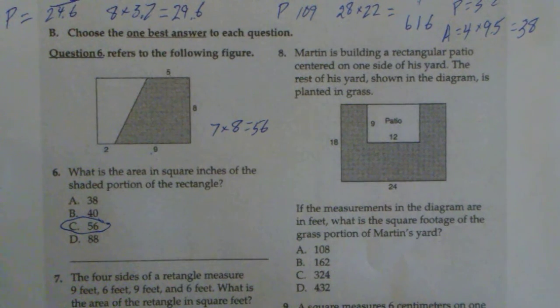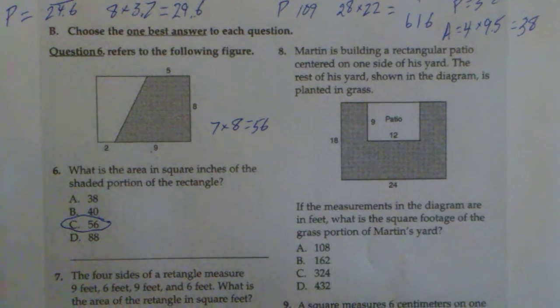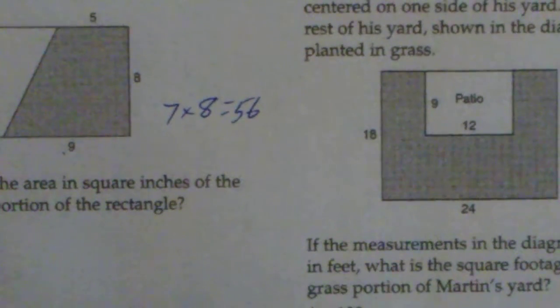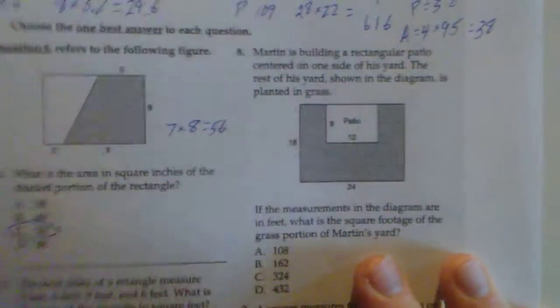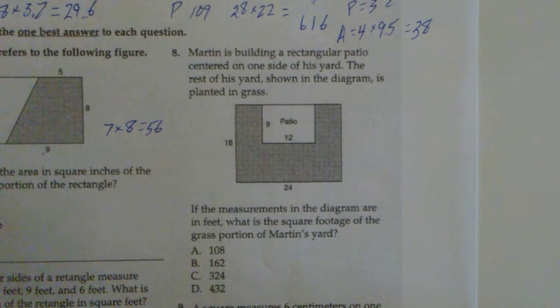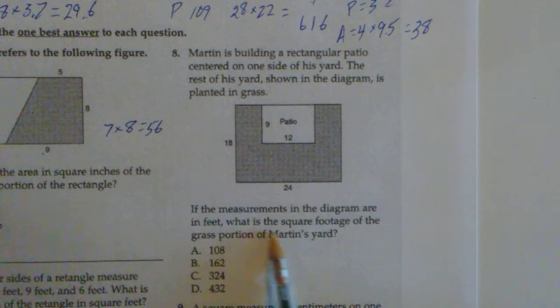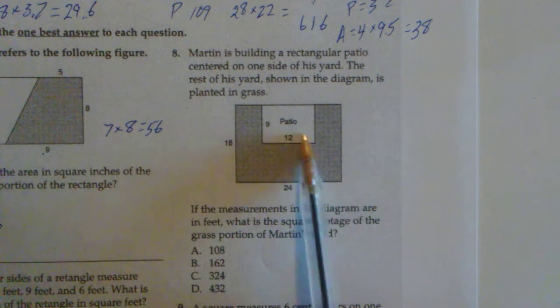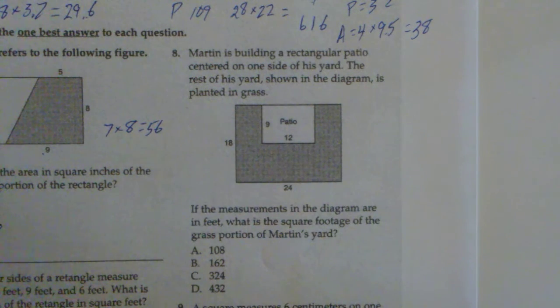54. Okay. Number 8. Okay, number 8 right here. Okay, Martin is building a rectangular patio centered on one side of his yard. The rest of his yard shown in the diagram is planted in grass. If the measurements in the diagram are in feet, what is the square footage of the grass portion of Martin's yard? So here's his patio. This is his yard, the whole thing. This is patio. We want to know how much grass he has to mow.